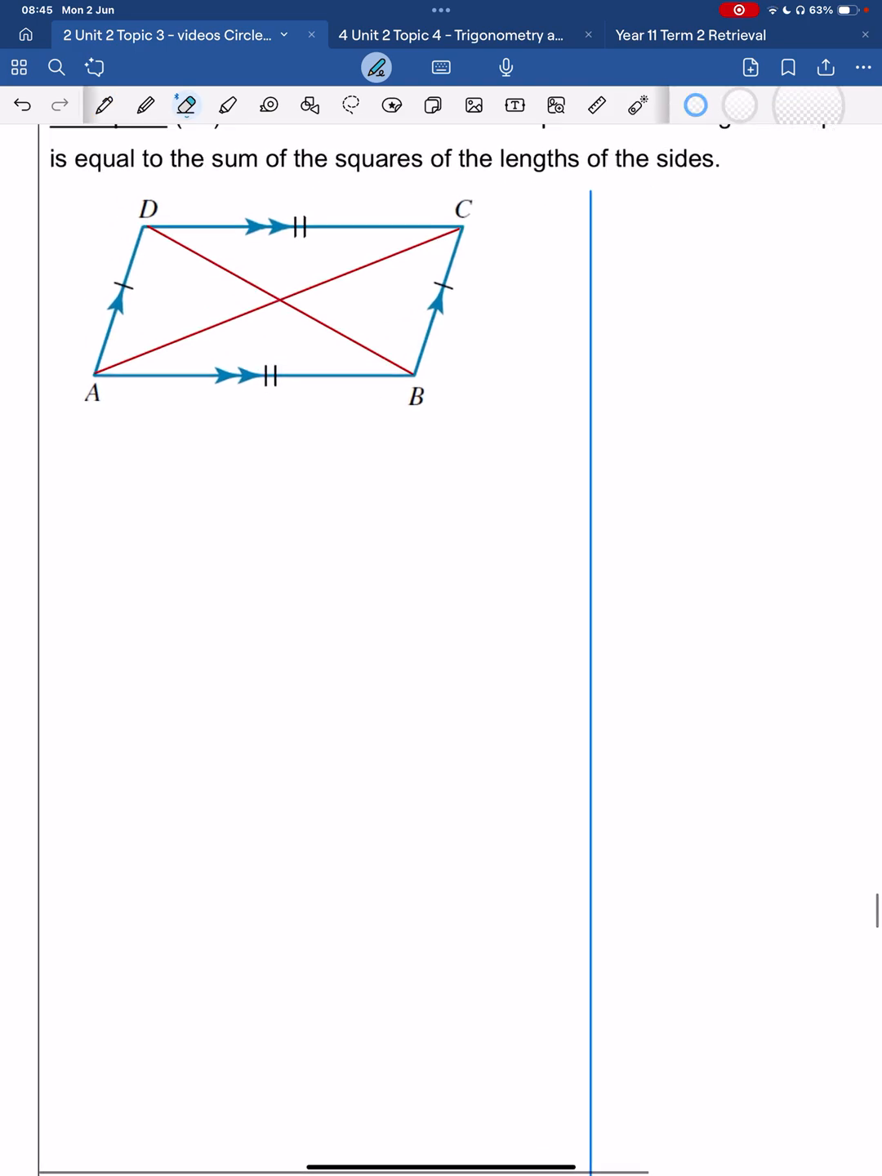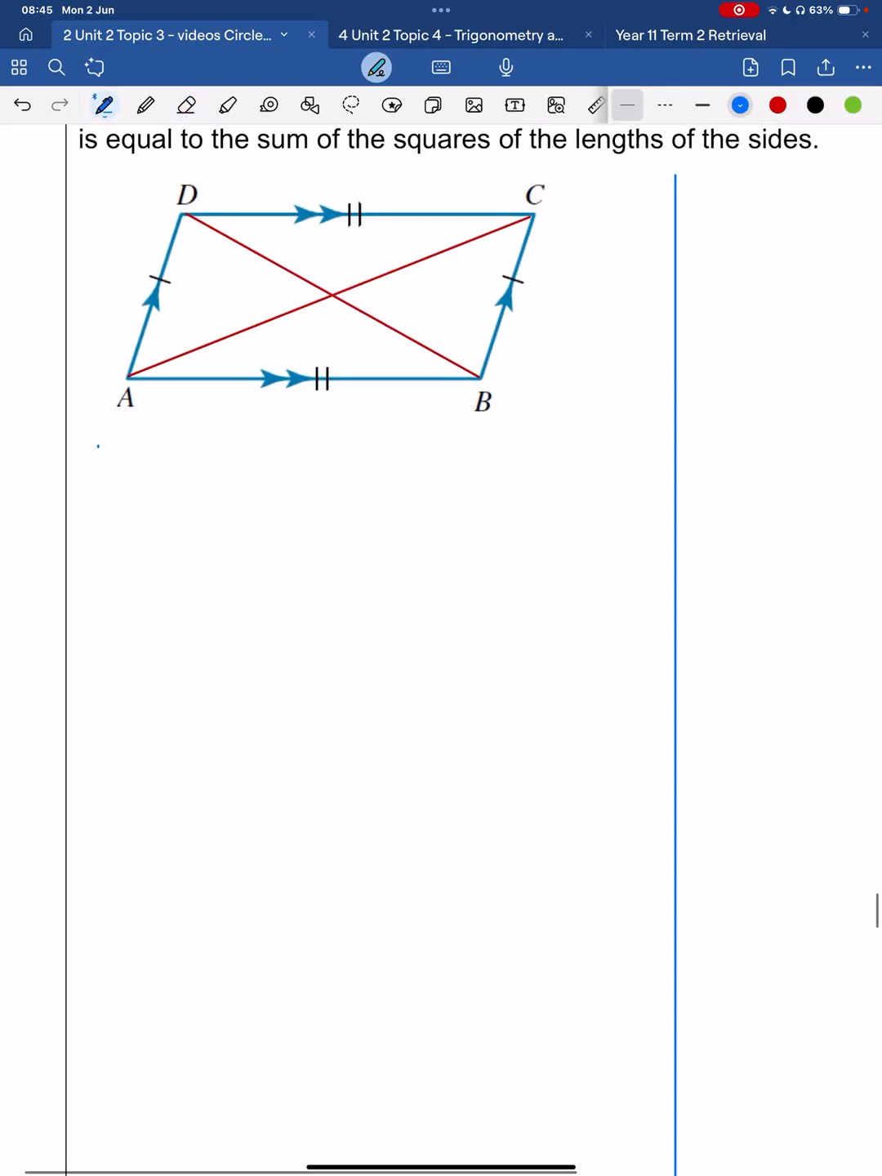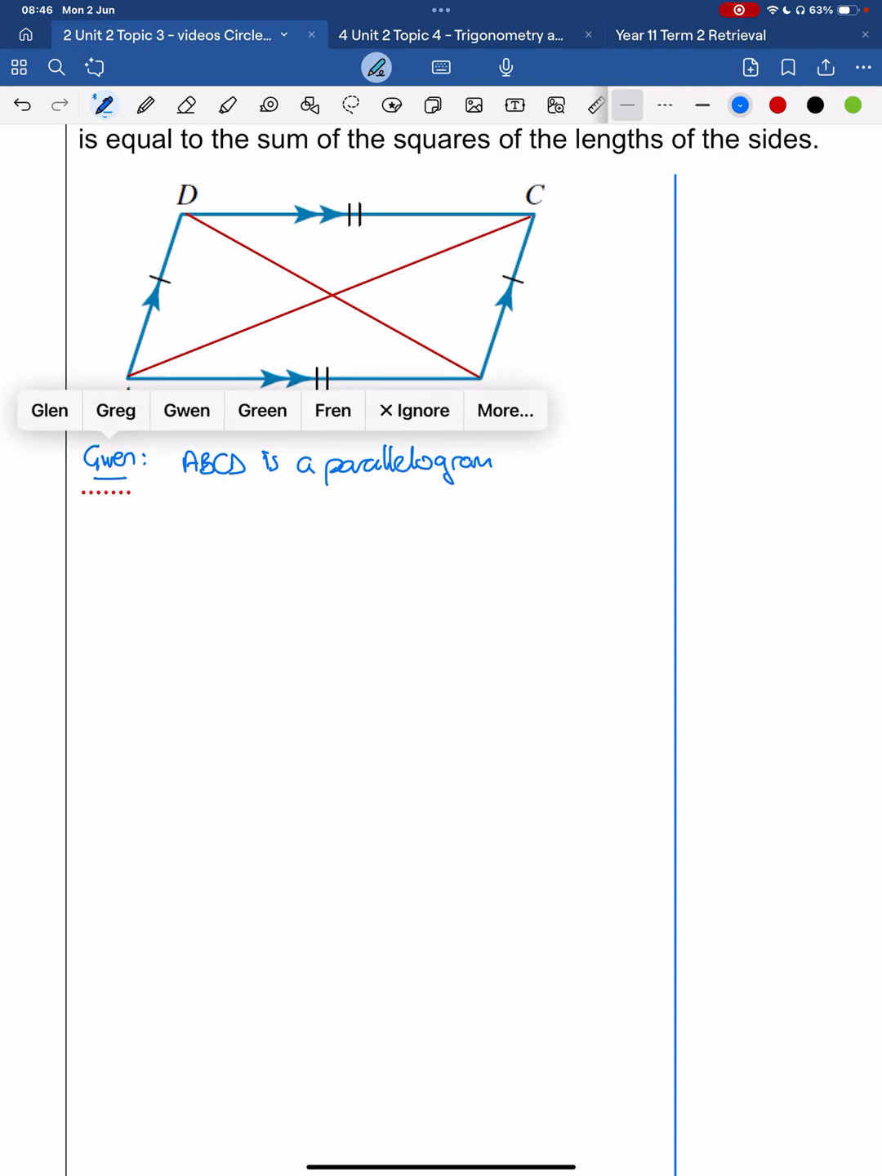Okay, so I've been given that ABCD is a parallelogram. And the importance of that is that I know that the properties of a parallelogram include two equal and opposite parallel sides, and I'm going to use that to help me to do my proof.